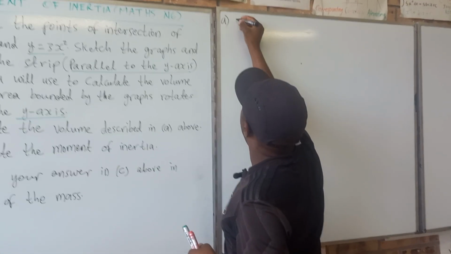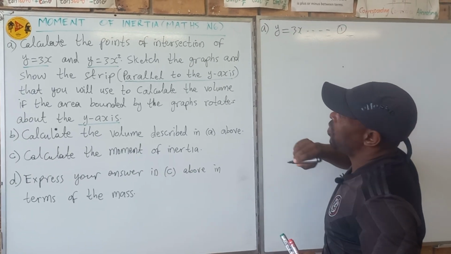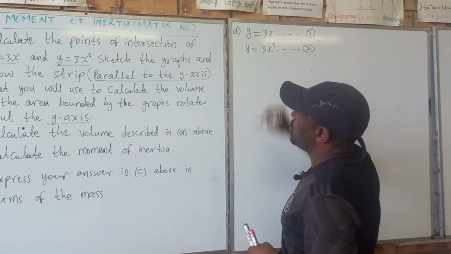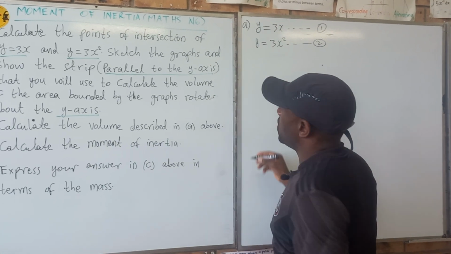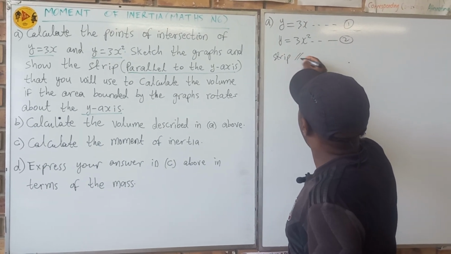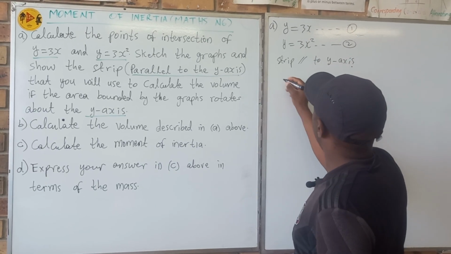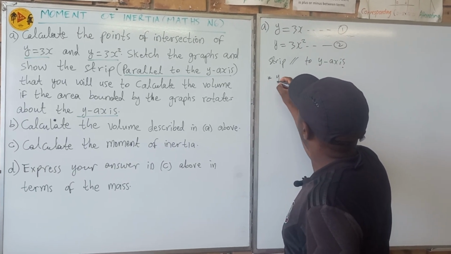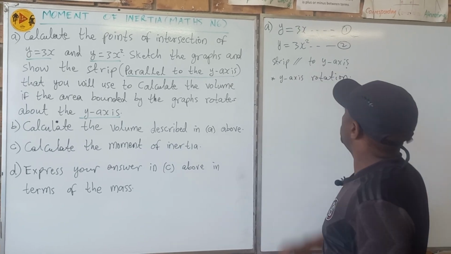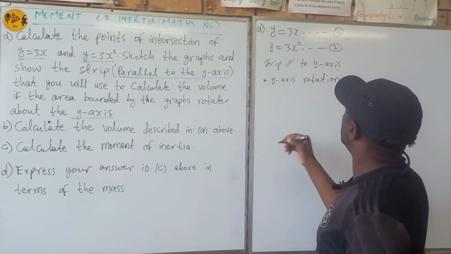It says we need the point of intersection of y equal to 3x. That's my equation number 1. Then y equal to 3x squared, equation number 2. Then the other important information was saying strip is parallel to y-axis. These are things you must take down, not to forget. Then your axis of rotation is the y-axis. So in order to be on the safe side, this is what you have to capture. So we can then go on and calculate our point of intersection.